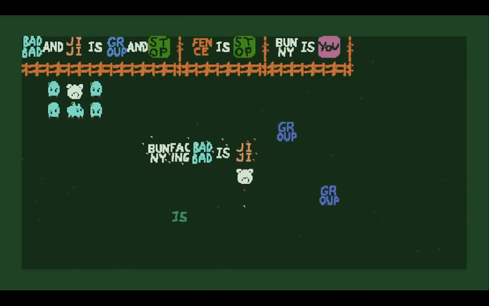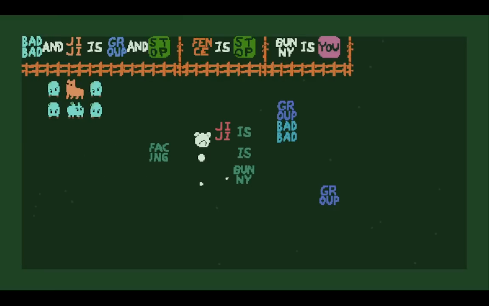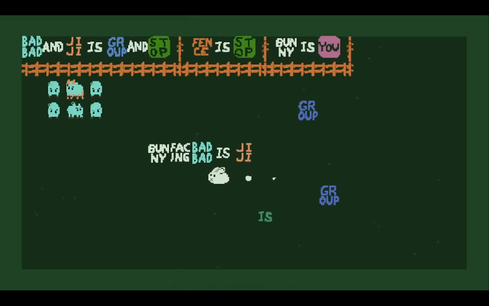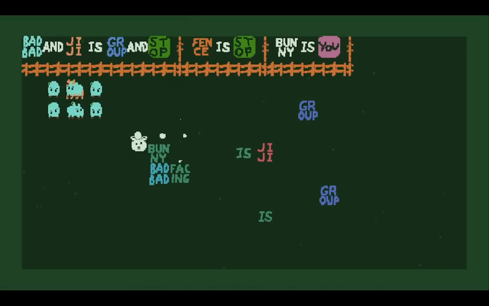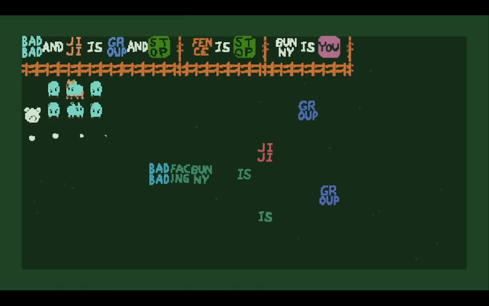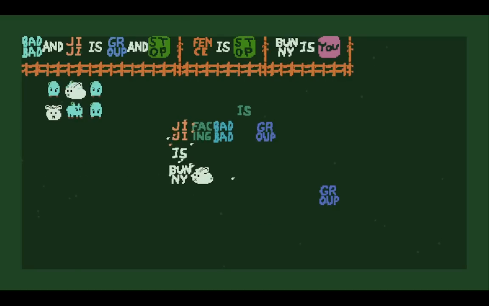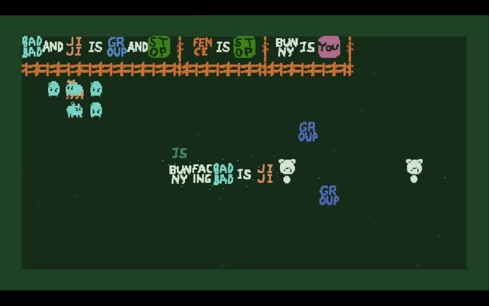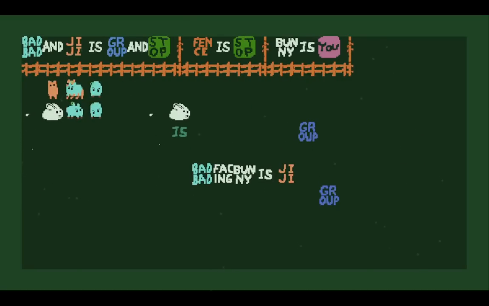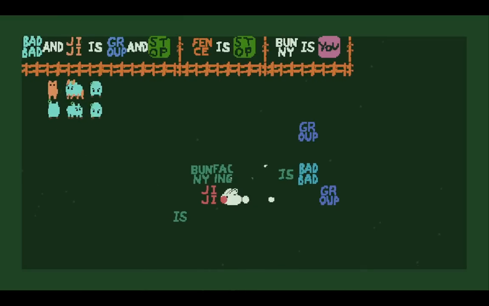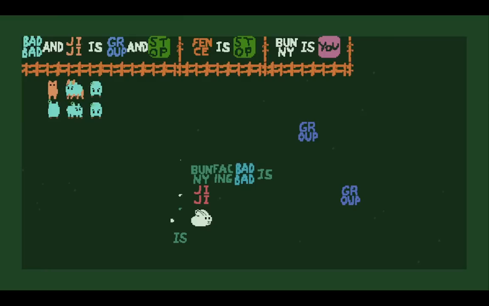So you do bunny facing bad bad is GG. GG is both. Then bunny facing bad bad is GG. There we go. We got the stack going. Now we just need the other things to go away. Not sure how spaghetti this is gonna be. We could do this. Turn it back. Fine. We'll get the bad bad back so we can target it. GG facing bad bad is bunny.